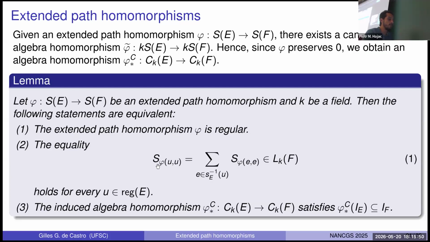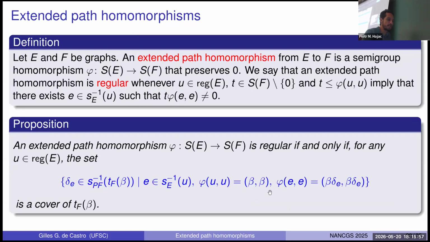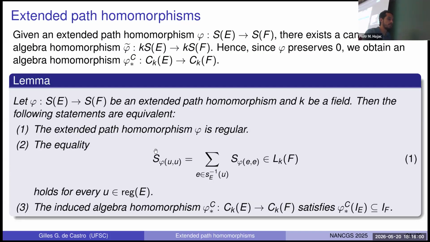So the idea is, if you look at the Φ_UU, as I said, if I go back to the previous slide, Φ_UU is going to be beta beta star. So this S of Φ_UU is going to be S_beta S_beta star. And because we have a cover, using that lemma that I said before, we have this kind of CK2 relation. So this S_Φ_EE is S_beta delta_E S_beta delta_E star, and then the sum is equal to S_beta S_beta star. And the good thing is that we have this equivalence between regularity and this equality being true.